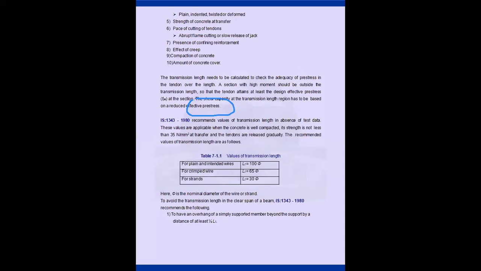And next one, pace of cutting of tendon. How you are cutting your tendon? What is the pace of cutting of tendon is also very, very important, in terms of abrupt flame cutting or slow release of jack. Suddenly, if you cut the strands at ends, that is also not preferable, for transferring the load into the concrete.